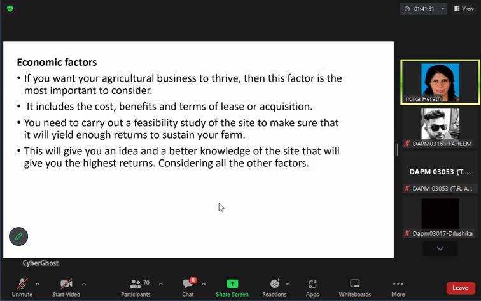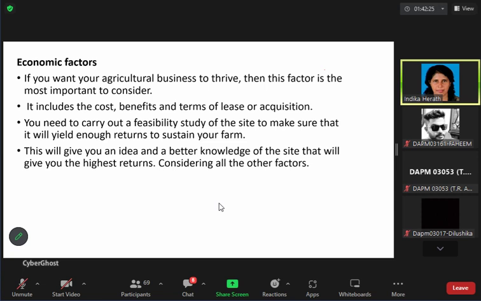The economic factors also include what is needed for agricultural business to thrive. So we need to have the business areas, like market areas. So we need to see whether there is accessibility to those things in the areas where you cultivate. Otherwise, we have to account for the cost of transportation. It includes the cost and benefit calculation in terms of lease or acquisition of the land.